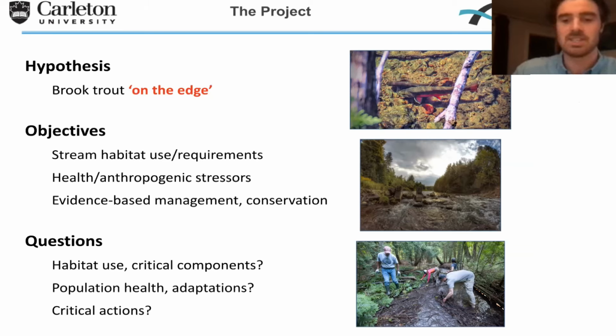The first of those is, how does the use of stream habitat by brook trout in Southern Ontario change seasonally as well as in response to anthropogenic stress? And what are the critical habitat components that support brook trout in the region? Second question is, what anthropogenic stressors affect brook trout in a typical Southern Ontario stream and to what degree? And the third and final question I want to answer is, how can brook trout populations be managed and conserved in light of all this?